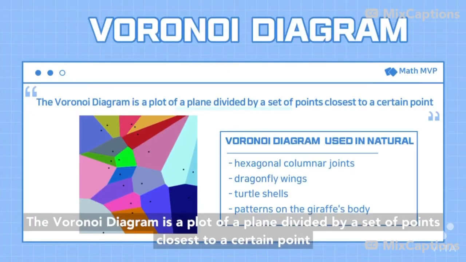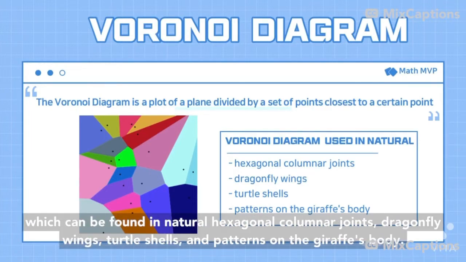The Voronoi diagram is a plot of a plane divided by a set of points closest to a certain point, which can be found in natural hexagonal columnar joints, dragonfly wings, turtle shells, and patterns on a giraffe's body.